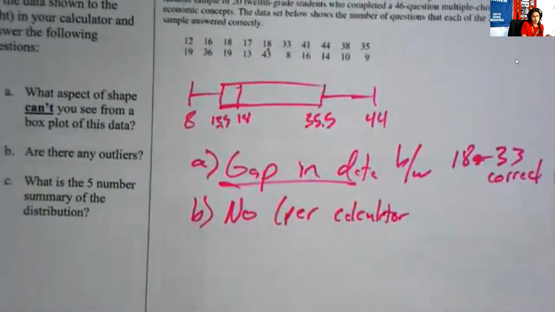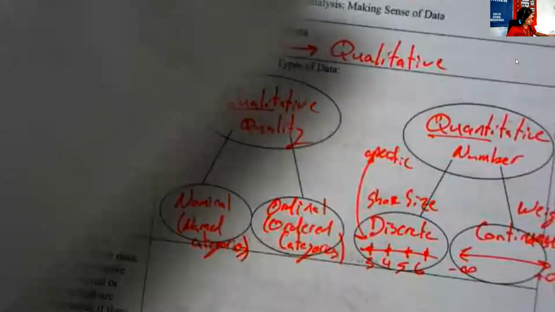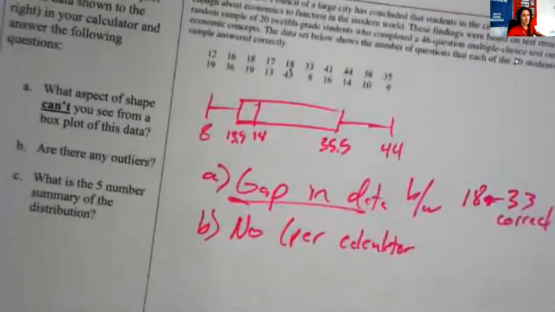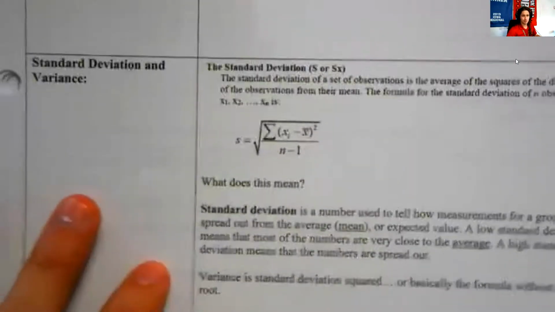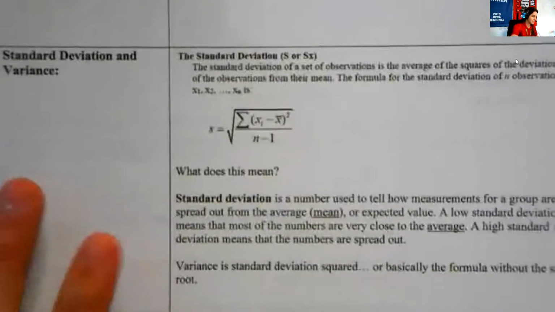What is the 5-number summary? We've written the 5-number summary below the box plot, because the box plot is a visual representation of that 5-number summary. Just a few things left here, I think. So down at the bottom, the nasty formula. Yeah, it's here. The standard deviation.